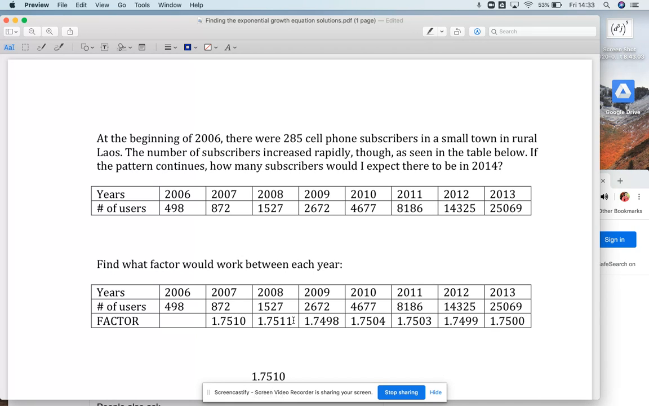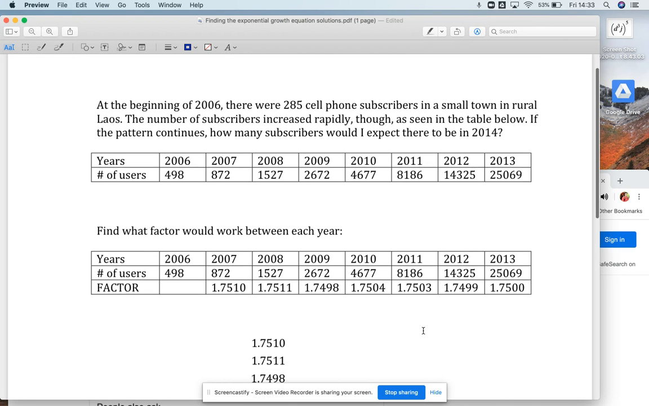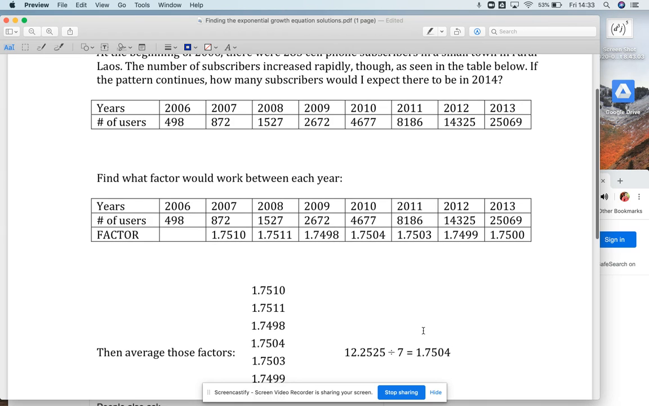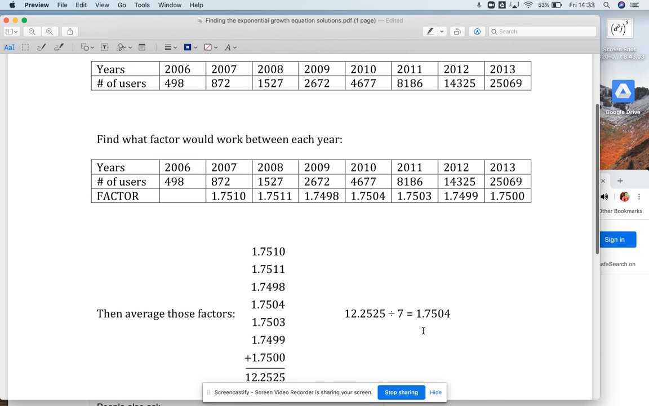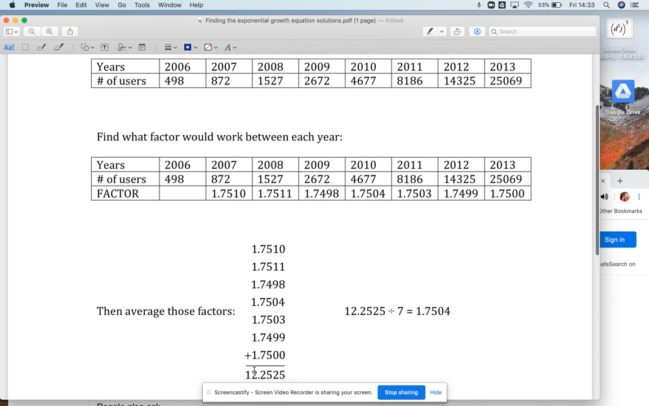But I kind of want to find an average. What's sort of the average rate each year? So to find an average, I'm going to take all of those factors, add them up, and I get 12 and 2,525 10,000ths. Divide that by the 7 different factors there are. And here's what I get, 1 and 7,504 10,000ths.